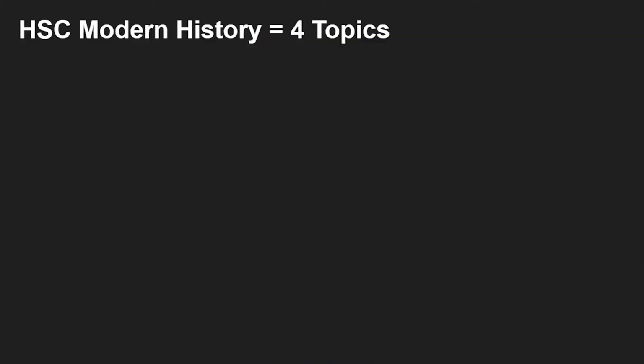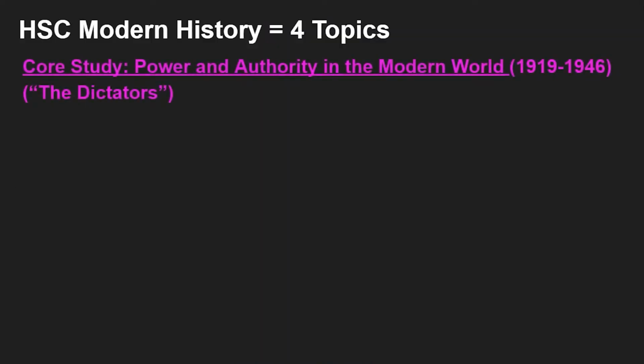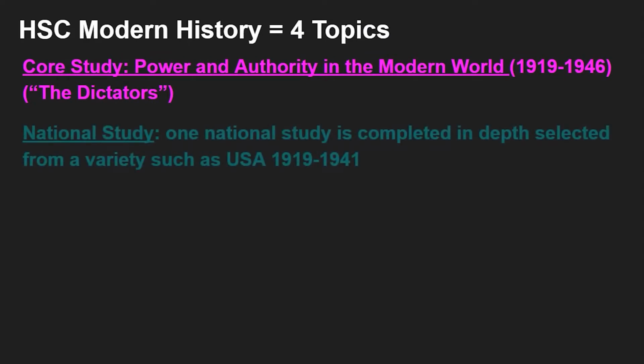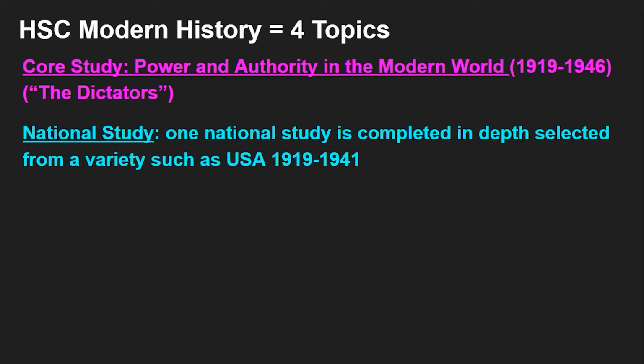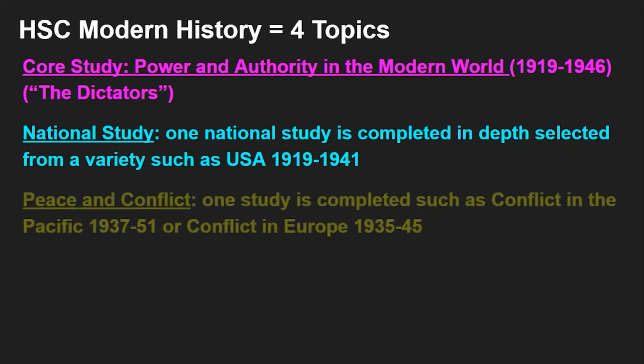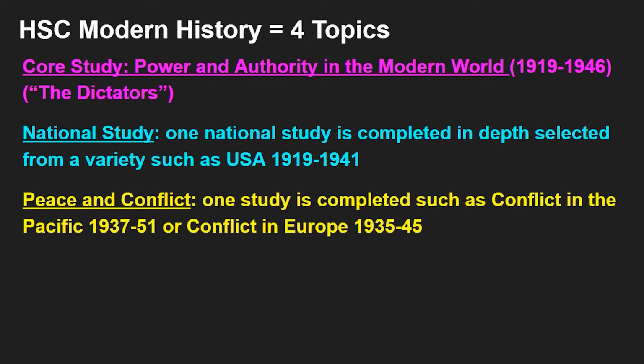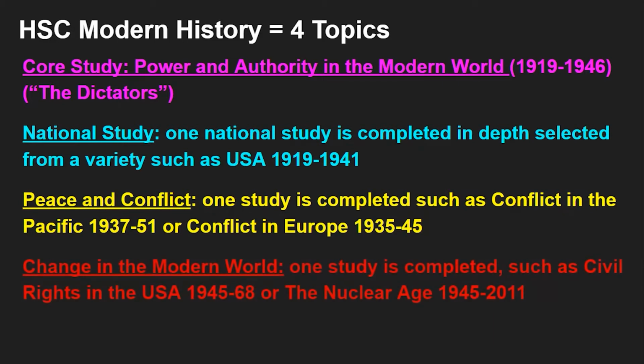In HSC Modern History, you'll do 4 topics. The core study is the dictators. 1 national study, such as the United States. 1 study in peace and conflict, such as War in the Pacific or World War II in Europe. And 1 study in change in the modern world, such as civil rights in the USA.